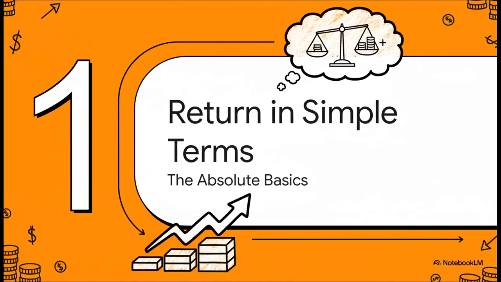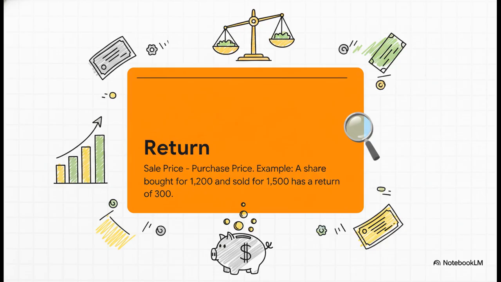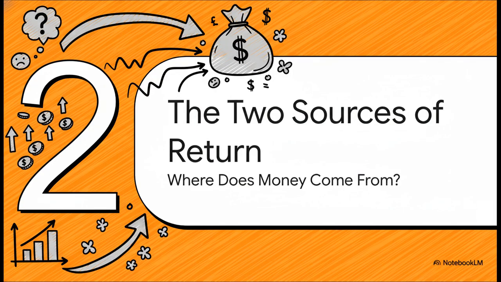Okay, first things first. Let's just strip away all the confusing jargon and get right down to the absolute basics of what return even is. You know, at its heart, return is just this: the sale price minus the purchase price. That's it. So if you buy a share for $1,200 and you turn around and sell it for $1,500, your return is $300. It's a nice, simple, clean number, and it's the foundation for literally everything else we're going to talk about. So that $300 is what we call your absolute return.